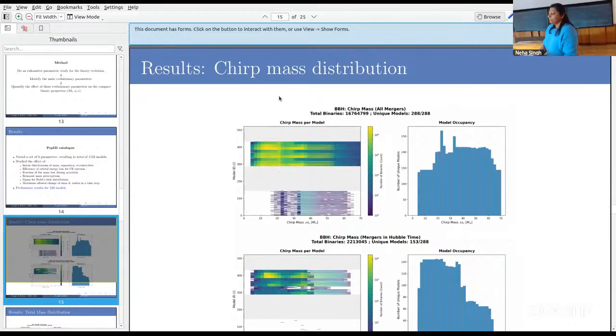So in both these cases, heavy binaries were formed, but they won't be merging. At least in the lower set, the binaries were very wide binaries. So you can see how the chirp mass distribution changes when we apply this cut of Hubble time.